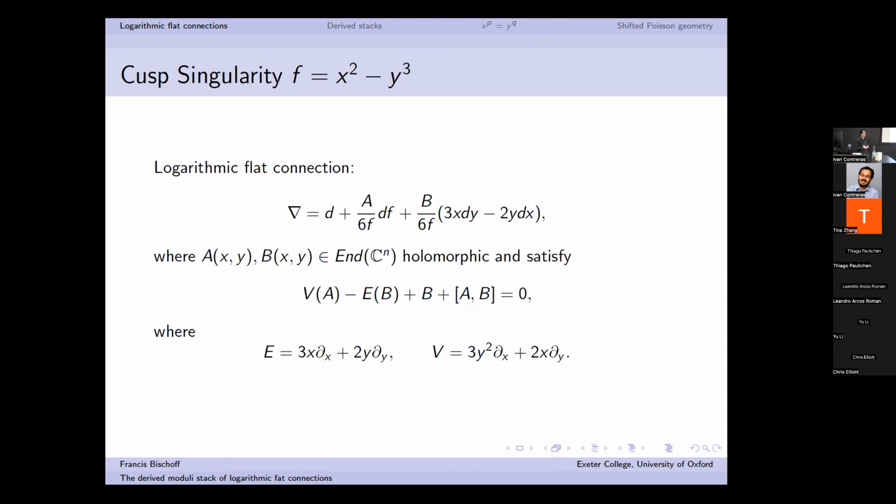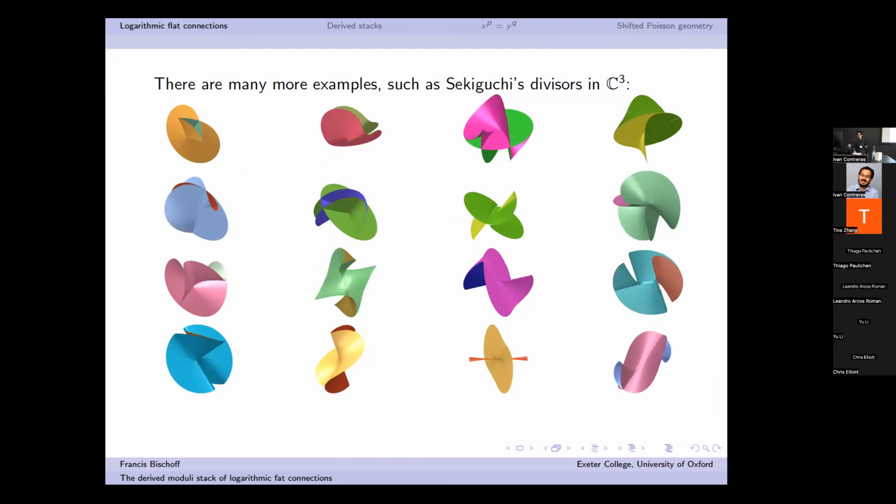There are many more examples that I'm interested in. For example, there's this really beautiful family in 3 dimensions, which I'm also interested in, but I'm not going to mention this anymore in this talk. So, okay.